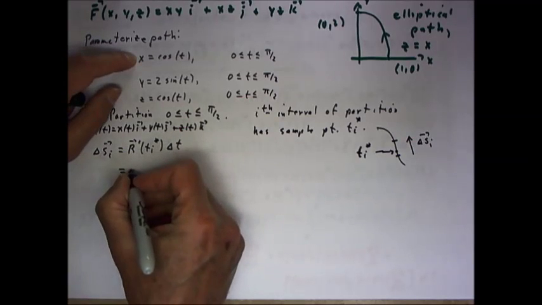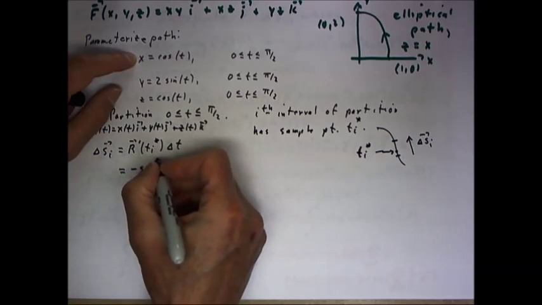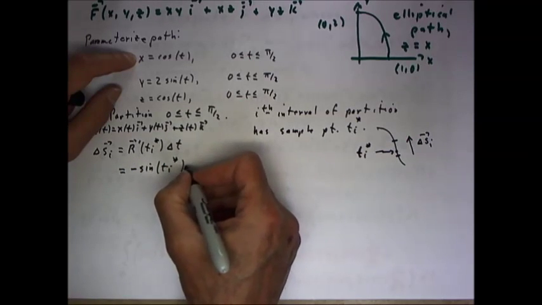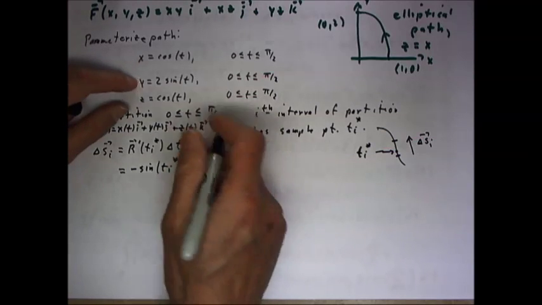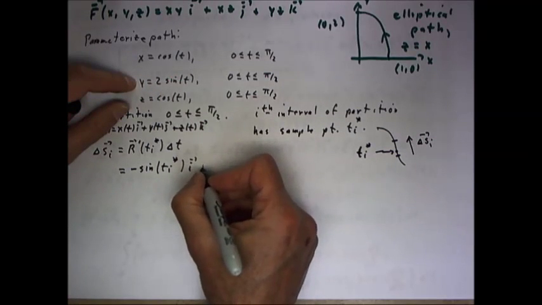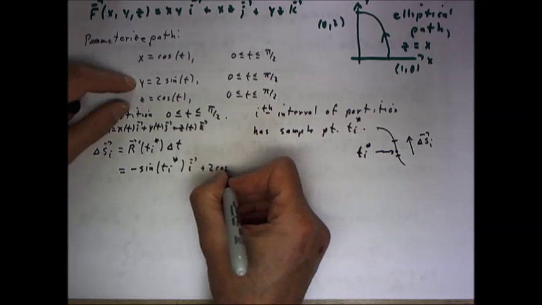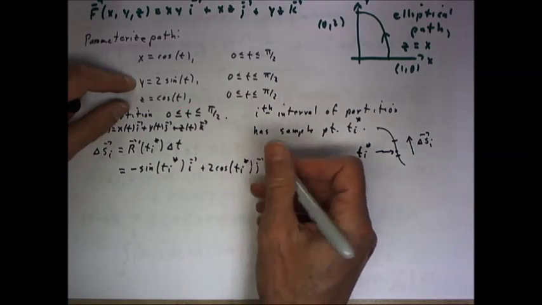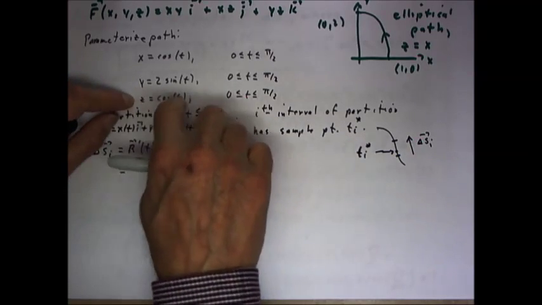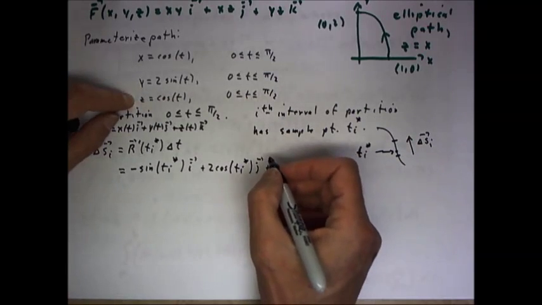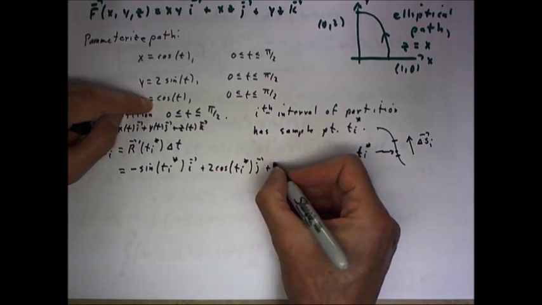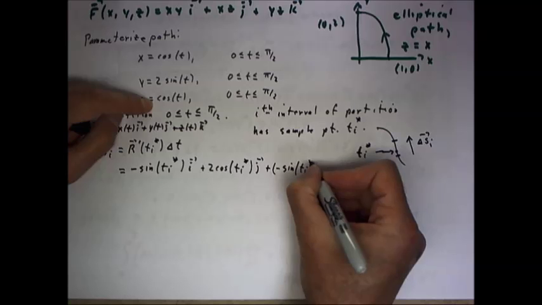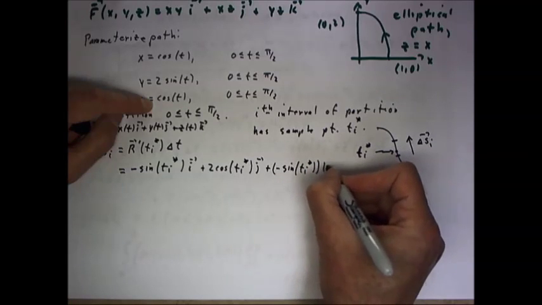X prime is the negative of the sine of t, so that's negative sine of ti star times i. Derivative of 2 sine t is 2 cosine t, so that's going to be 2 cosine of ti star times j, plus derivative of z being the derivative of cosine, that's going to be negative sine of ti star times k.